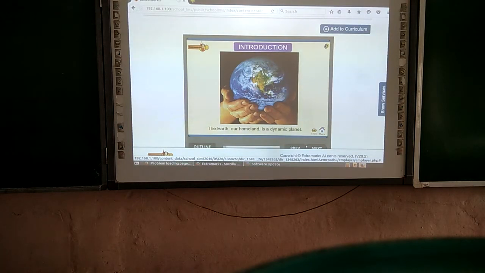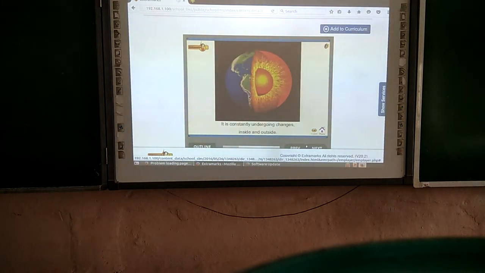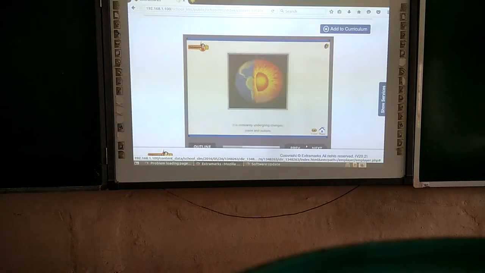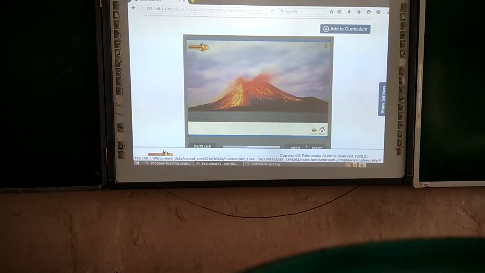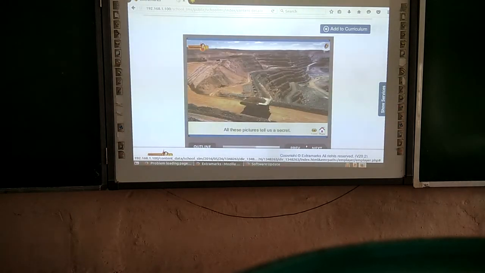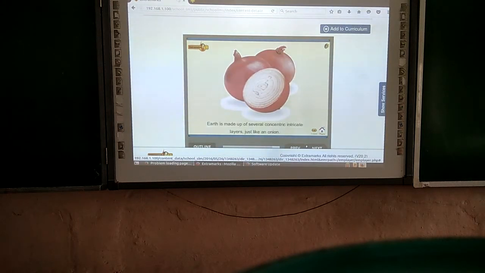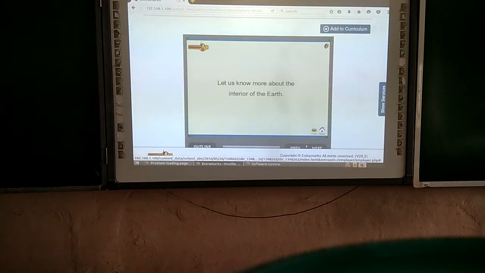Introduction. The earth, our homeland, is a dynamic planet. It is constantly undergoing changes inside and outside. All these pictures tell us a secret about the components within the earth. The earth is made up of several concentric, intricate layers, just like an onion. Let us know more about the interior of the earth.